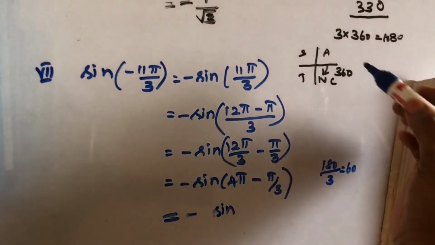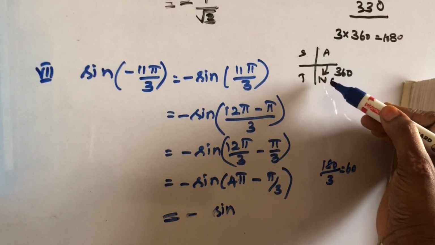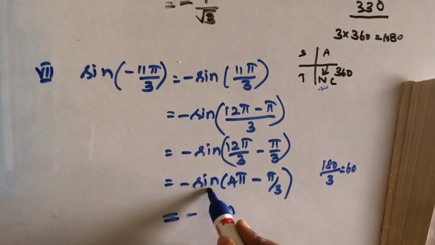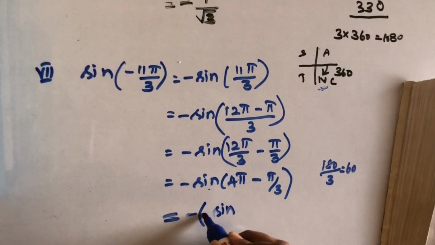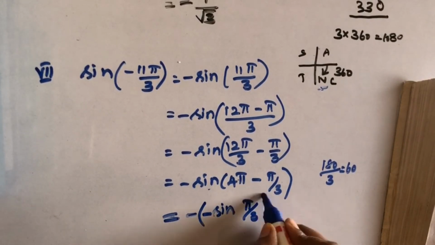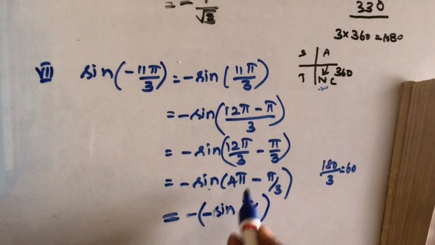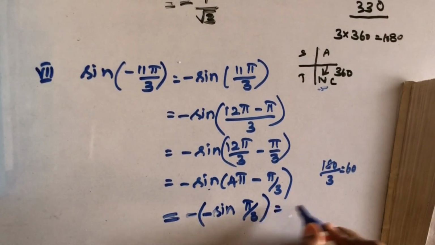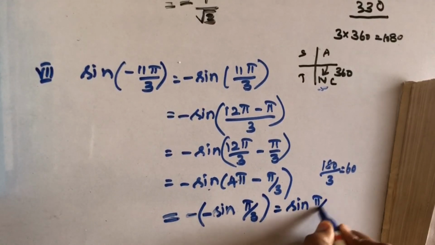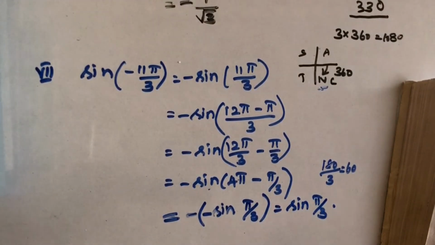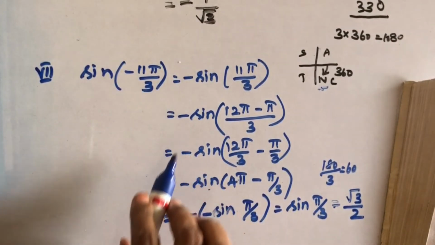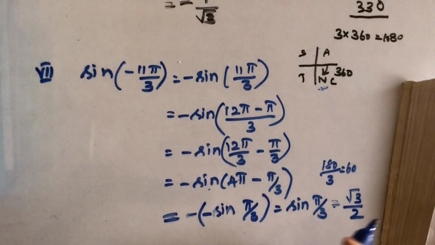Okay. So, 360 minus 60, that means it lies in the fourth quadrant. In the fourth quadrant, sine is negative. So, minus sine pi by 3. Okay, minus sine pi by 3. Minus and minus will become plus. So, it is equal to sine pi by 3. What is the value of sine pi by 3? That is sine 60. It is root 3 by 2. So, sine of minus 11 pi by 3 is equal to root 3 by 2.